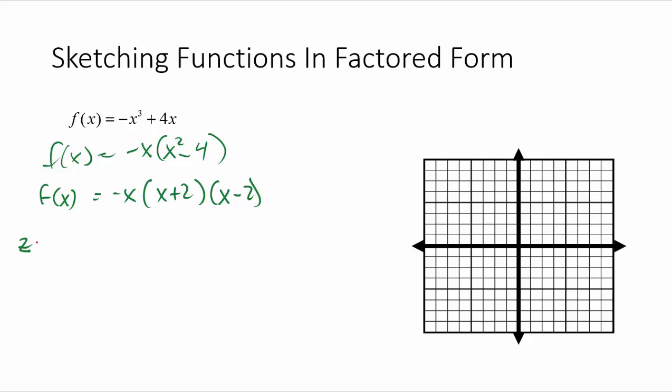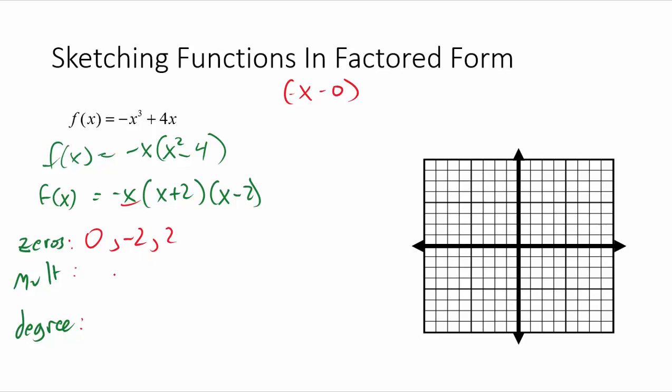Again, I'm going to find the zeros, the multiplicity, and the degree. And when I say degree, I'm also looking for that leading term. That's just as important as finding the degree to see if it's positive or negative. So first off, my zeros. I've got a 0 here, that would be a 0 at 0. So an x-intercept of 0, we've got an x-intercept of -2 and +2.